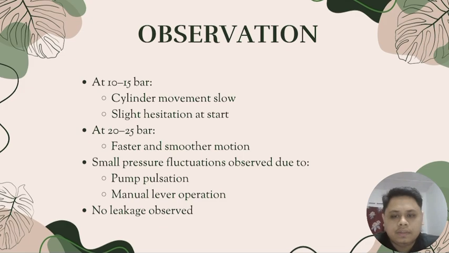For the observation part: from 10 to 15 bar, we can see that the cylinder movement becomes slower, with slight hesitation at the start. After that, from 20 bar upward, the cylinder becomes faster and the motion becomes smoother. Small pressure fluctuation was observed due to pump pulsation and manual lever operation. After that, we can see that no leakage was observed.